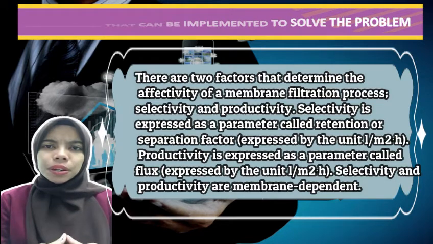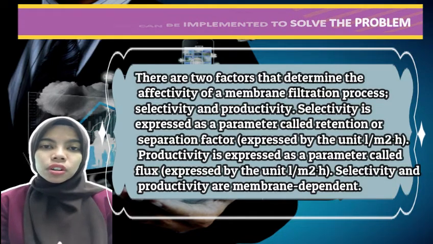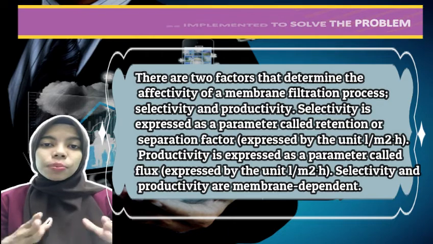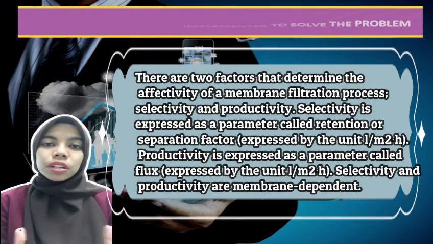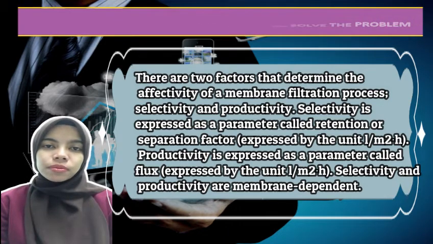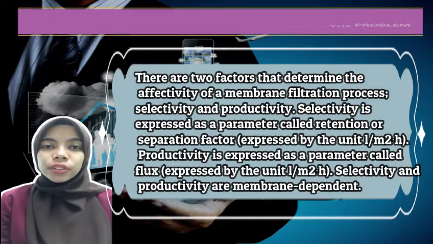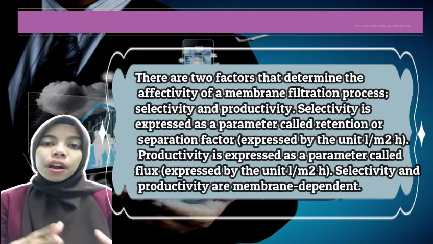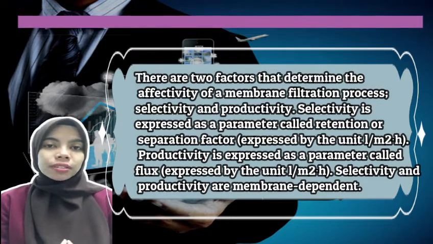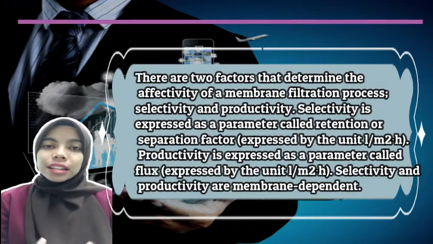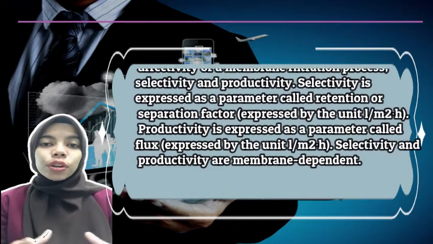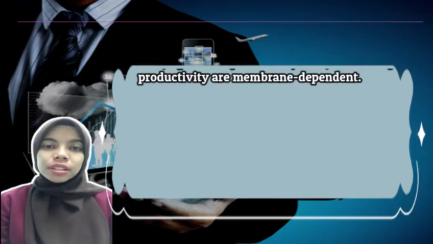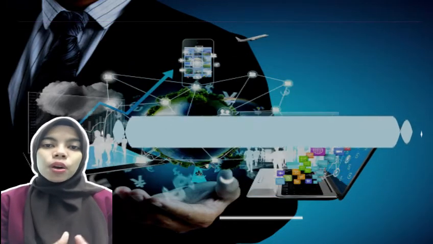There are two factors that determine the effectiveness of a membrane filtration process: selectivity and productivity. Selectivity is expressed as a parameter called retention or separation factor. Next, productivity is expressed as a parameter called flux. Lastly, selectivity and productivity are membrane dependent.